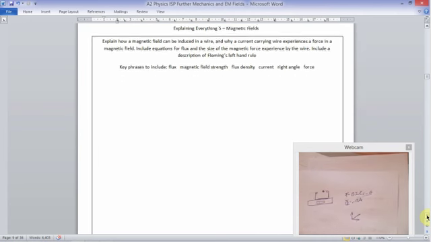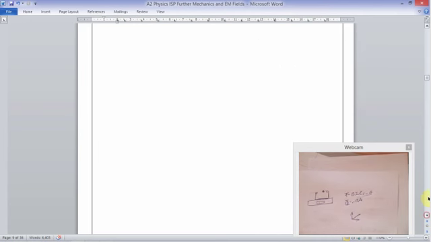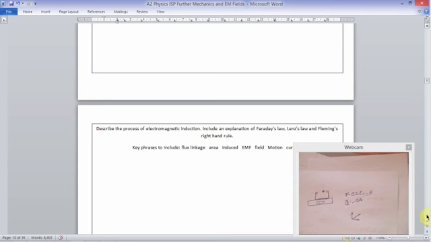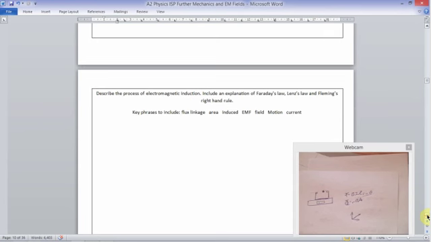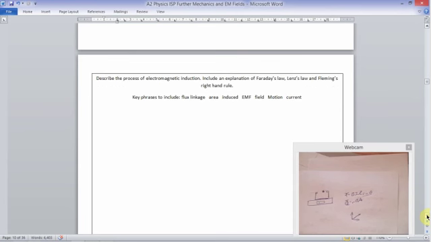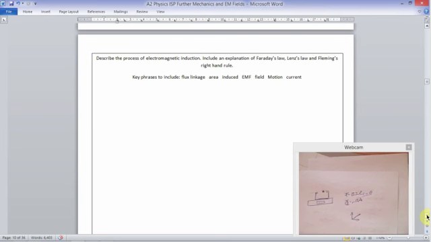Next, I know there's another video explaining everything underneath. To describe the process of electromagnetic induction, include an explanation of Faraday's law, Lenz's law, and Fleming's right-hand rule. Okay, so electromagnetic induction. Essentially, you've got to have a conductor cutting magnetic field lines. That means that a potential difference is set up. If there's a complete circuit, a current will be set up, and therefore you've got electricity essentially.